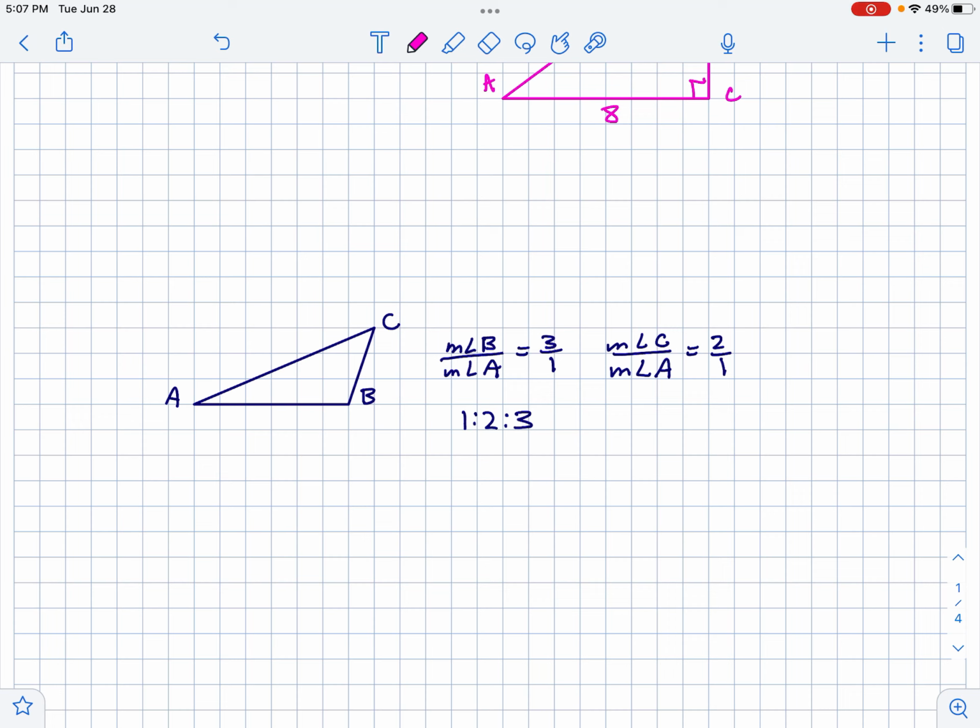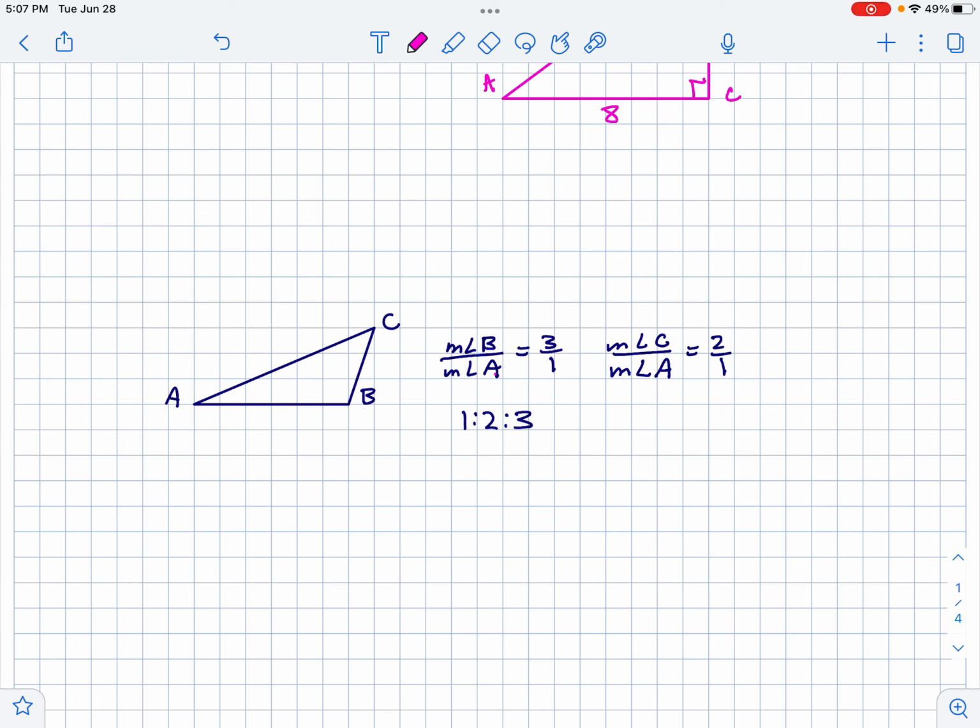In other words, notice this. The measure of angle B to the measure of angle A is 3. In other words, the measure of angle B is 3 times the measure of angle A. The measure of angle C to the measure of angle A is 2 to 1. That means angle C is twice as big as angle A.